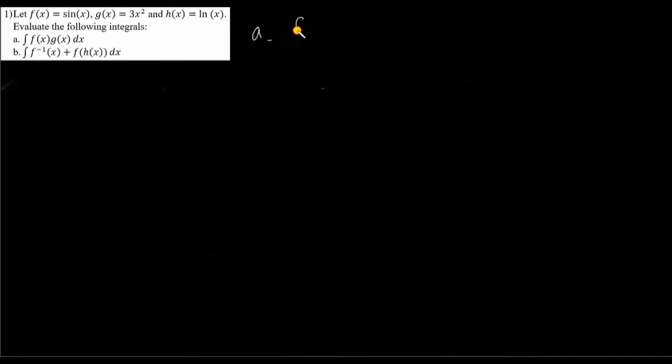So we're evaluating f of x, so it's going to be 3x squared sine of x. And then, it looks like we're going to have to use integration by parts, but since we have this algebraic part here, we might be able to use the tabular method.